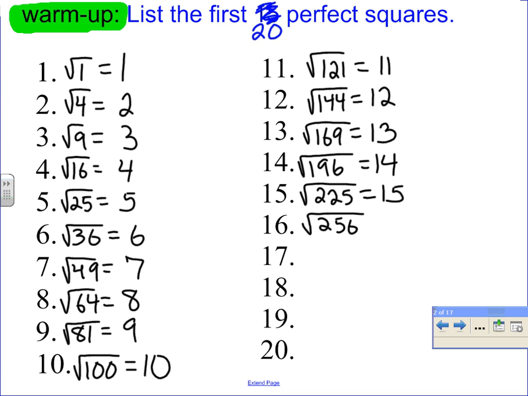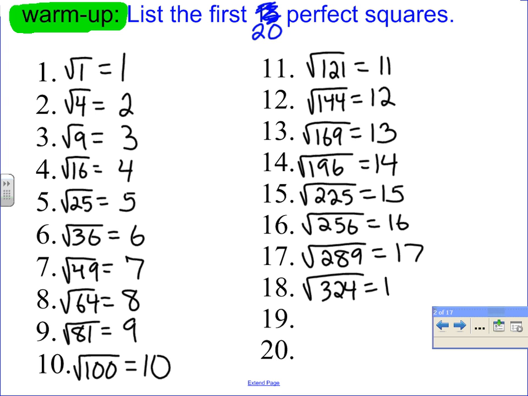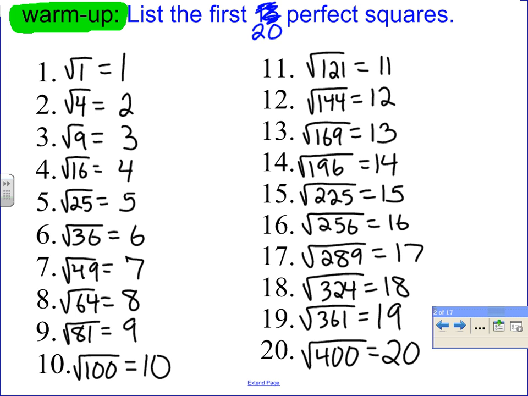Square root of 256 is 16. Square root of 289 is 17. Square root of 324 is 18. Square root of 361 is 19. And square root of 400 is 20. So here's the first 20 perfect squares.